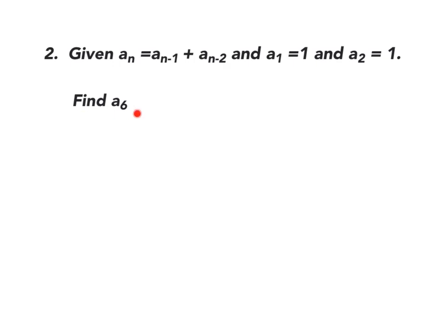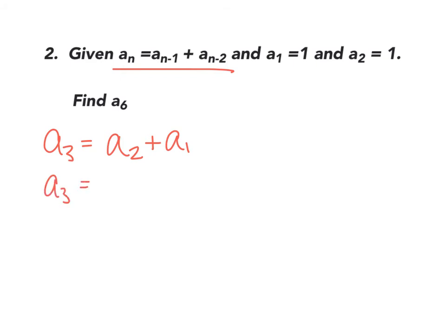So if I want a sub 6, remember you just can't jump there, you've got to go in order. You know a sub 1, you know a sub 2, so logically you should be finding a sub 3. So again, I'm just going to replace all my n's and plug it in carefully. So that's going to be a sub 3 minus 1 is 2, plus a sub 3 minus 2 is 1. So a sub 3 is equal to a sub 2, which is 1, plus a sub 1, which is 1. So I get a sub 3 to equal 2.